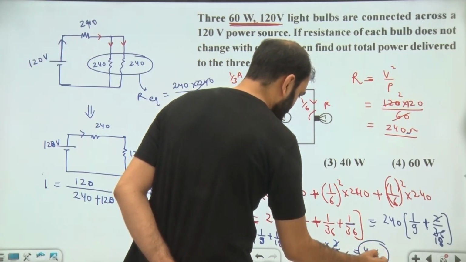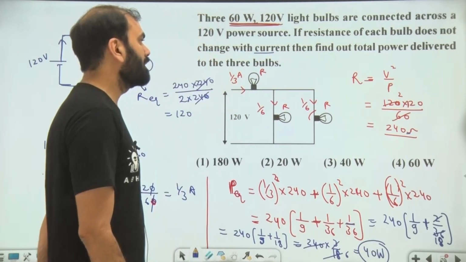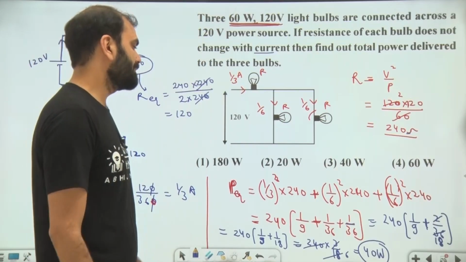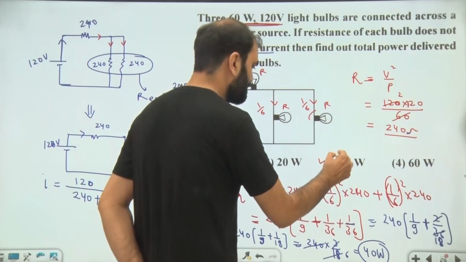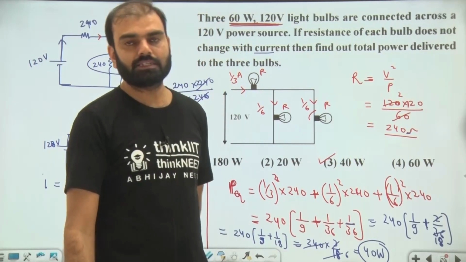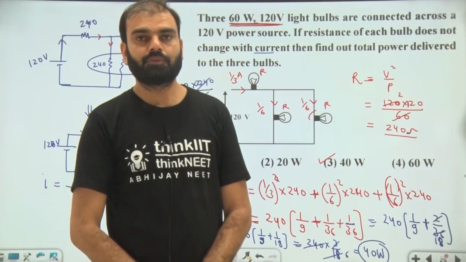So the net power, the total power delivered to these 3 bulbs, will be equal to 40 watt, and it matches with option number 3. Option number 3 is the correct answer of this question. Okay, thank you.